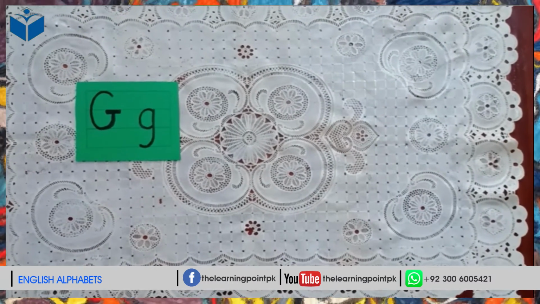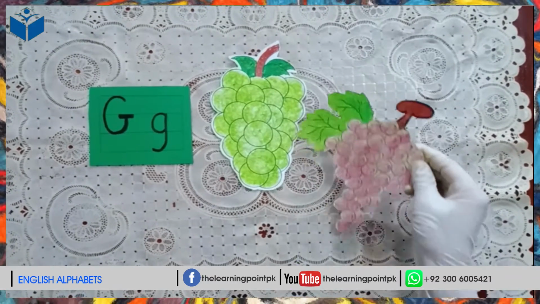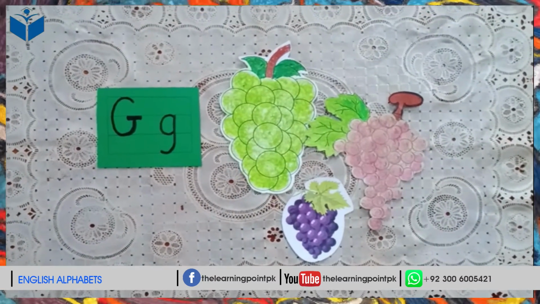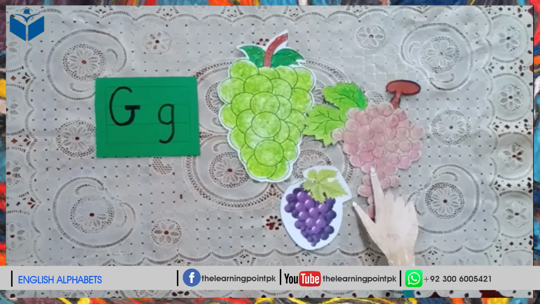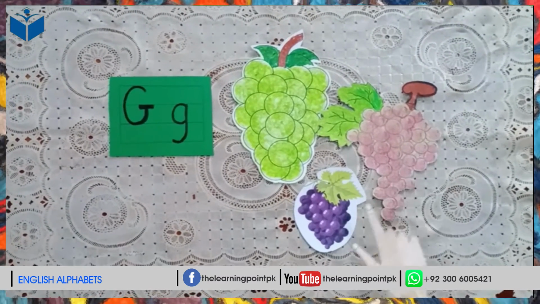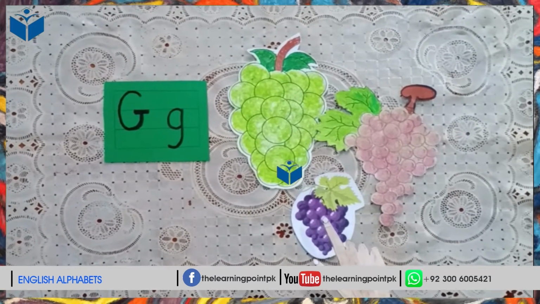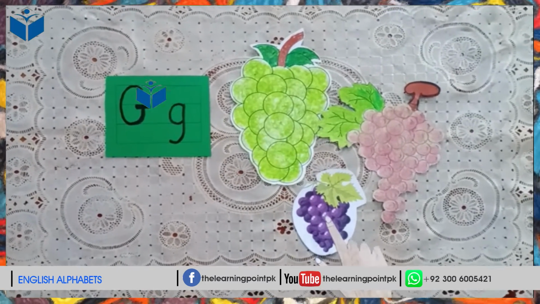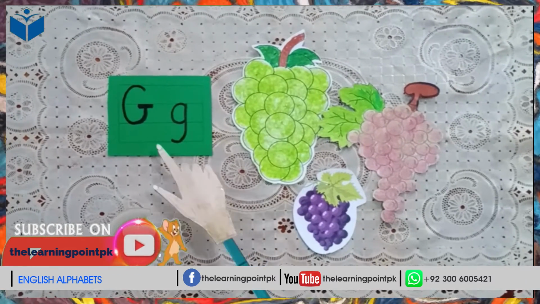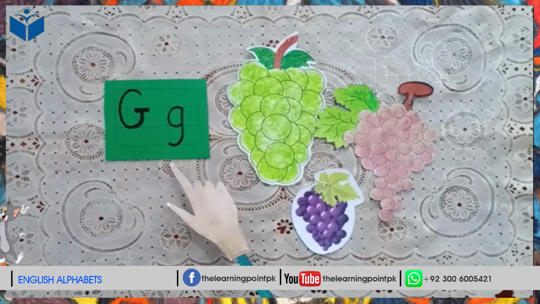Ready now? Look at this one and this one. What are these? Grapes. Green grapes, red grapes, purple grapes. Grapes are very sweet and delicious fruit. Grapes begins with phonic G. G grapes.